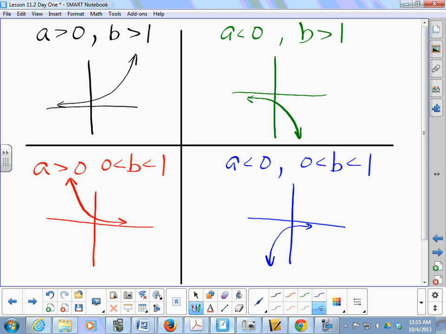It is A. The y-intercept is A, because what did we just say a couple minutes ago? We said when x is 0, the y value is always going to be A. So the y-intercept is always going to be A.